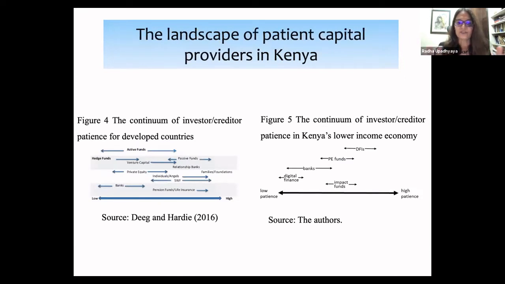We also tried to show that the landscape of patient capital is quite different from other developed countries. We can come back to this in the question and answer if someone's more interested in this. So, we basically highlight the need to go beyond this bank-market dichotomy.